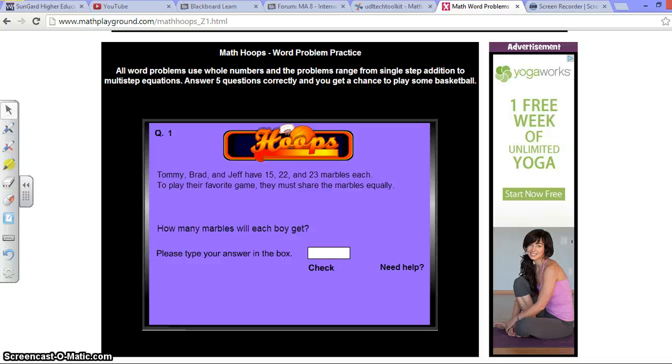Okay, so to get to the answer to this question, it's asking how many each would get. They have a total of, my math is correct, they have 60 marbles if you add that up, and then you divide it by 3, so that would be 20.